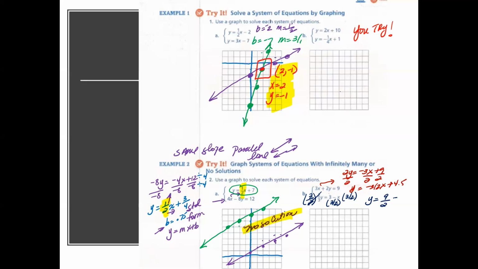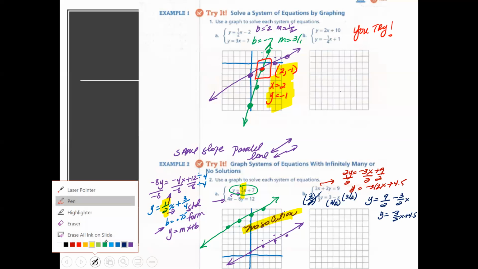Then here I have an x times 3 over 2, so 3 over 2x. I want to go ahead and rewrite it so x is first. So let's do negative 3 over 2x. 9 divided by 2 is a 4.5. And now we're ready to go ahead and graph this.